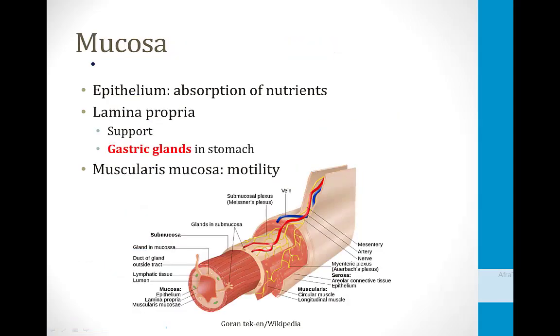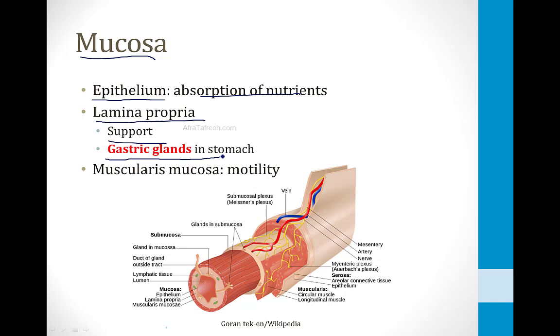So the most superficial layer of any portion of the GI tract, the part of the GI tract that is connected to the lumen, is called the mucosa. And all the mucosas in the GI tract have three sections to them. The first is the epithelium, which is the surface layer that absorbs nutrients. This is followed by a lamina propria, which is for support, and as we'll see, it has many important structures in the stomach and small intestine. In the stomach, it has the gastric glands, which secrete stomach acid.